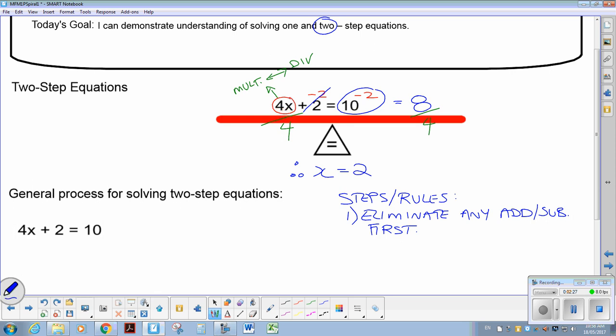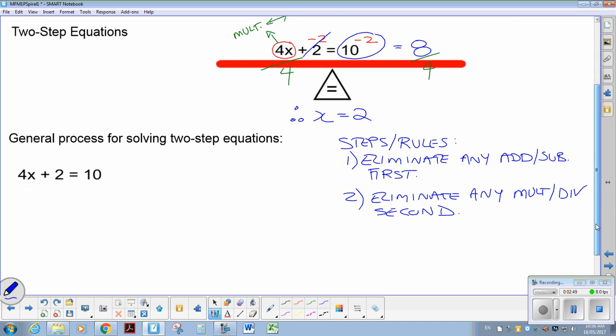So when I go back to my steps and rules, eliminate any adding and subtracting first. Your next step is to eliminate any multiplication and division second. All right, you should always be multiplying and dividing in your last step. If you're doing it first, you've probably made an error, okay?